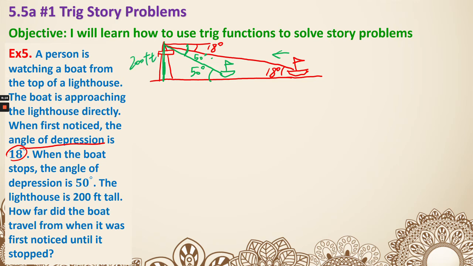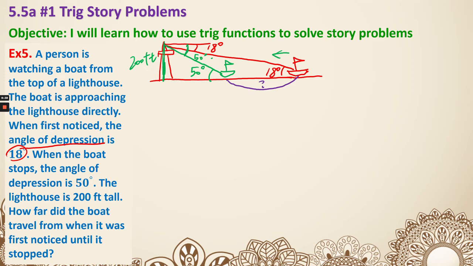How far did the boat travel from when it was first noticed until it stopped? So it's actually asking for this part. Let me change the color. It's actually asking how far did the boat travel. It's asking for this section. So now, here's the thing. If you want to find that section, well, that is not exactly in any right triangle, so you can't directly find that side.